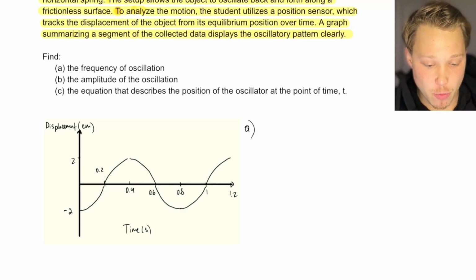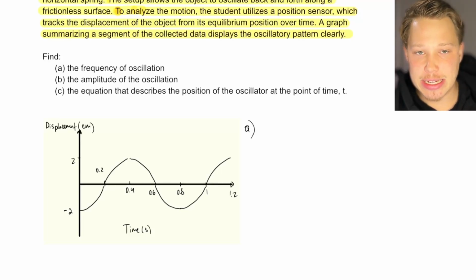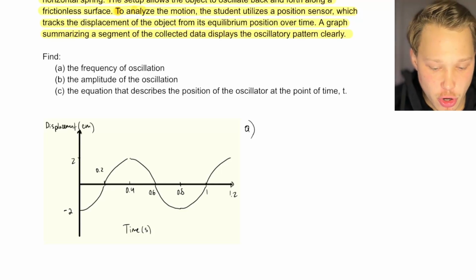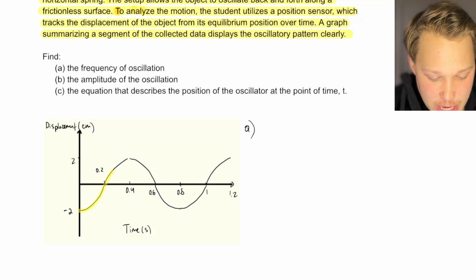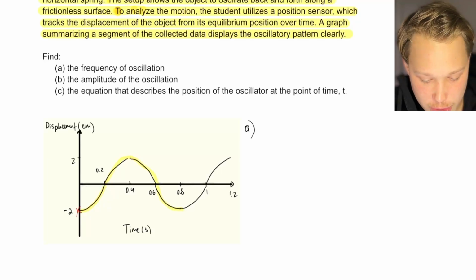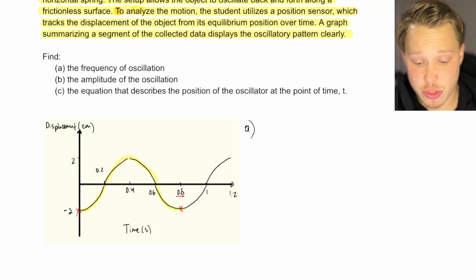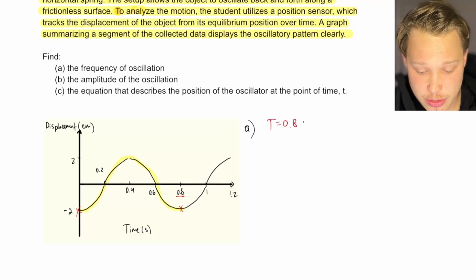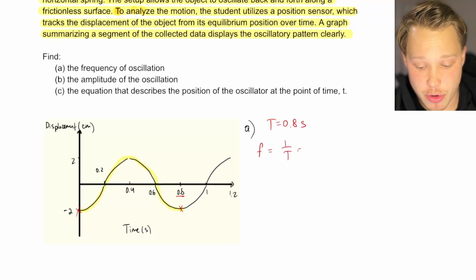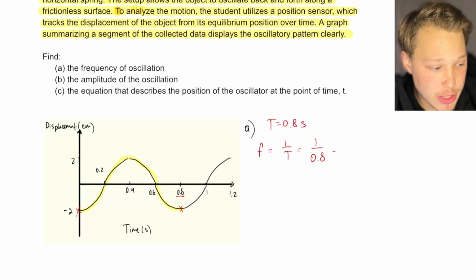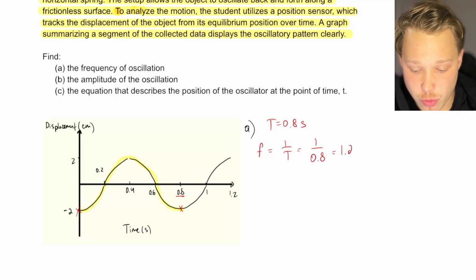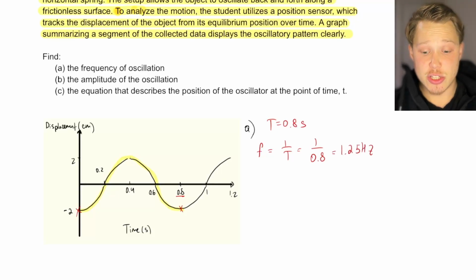So for part A, we have to find the frequency of the oscillation. While I cannot read out the frequency directly from the plot, what I can get is the period. The period of the cosine graph is going to be just the time it takes for it to complete one complete wave. So from here to here. The time that it takes is, as you see, 0.8 seconds. So therefore, the frequency, which is given by the formula 1 over period, is going to be 1 over 0.8, which is equal to 1.25 hertz. Great. Just like this, we solved part A.